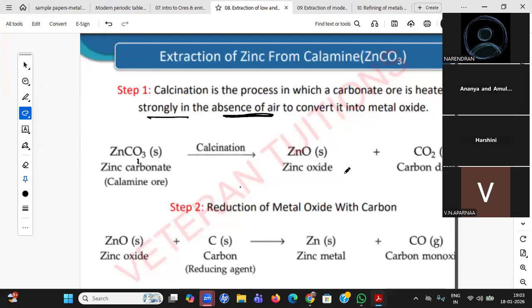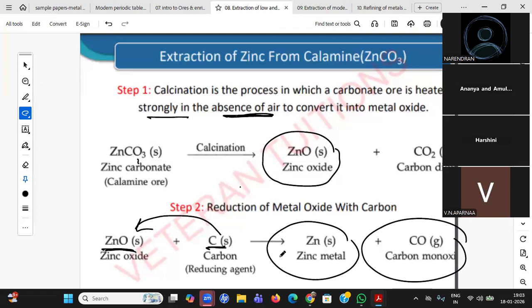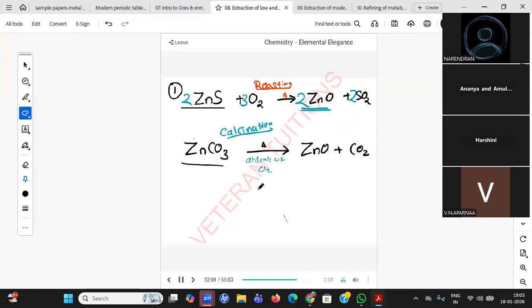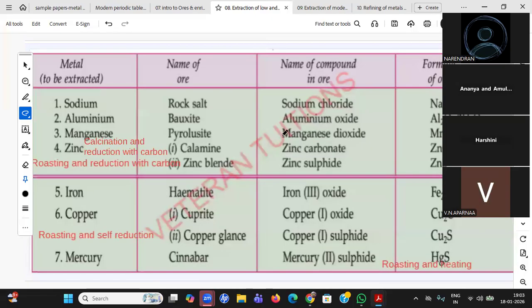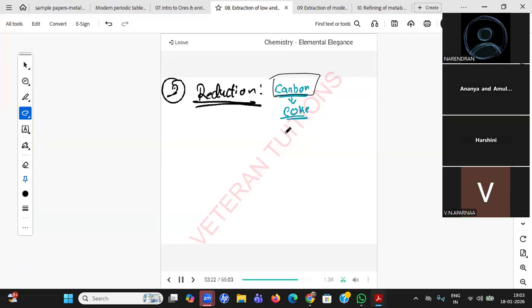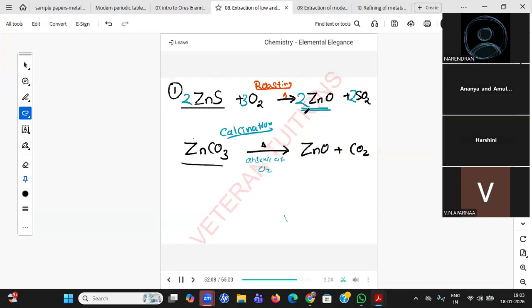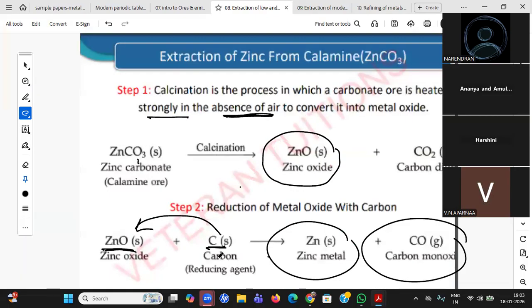Okay. But do I want zinc oxide? No, I want zinc. So again, we have a very easy way. Let me use carbon for the reduction of that zinc oxide. So you'll get zinc metal and carbon monoxide. And the carbon we are using is in the coke form, the cheapest form. Coke form means solid.